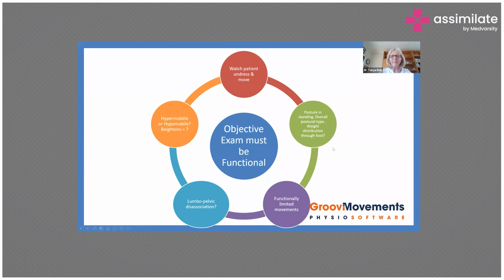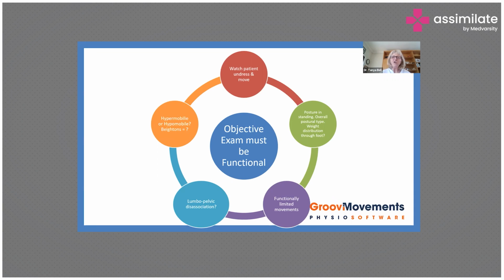So your objective exam must be functional. So you want to make sure that, for example, if somebody says that they have anterior knee pain, it's no point just assessing the patient sitting on the bed and you look at the quadriceps contraction, because no one gets injured sitting on the bed. So you need to look at the type of movements and the function that would be relevant to why that athlete is getting pain on the anterior knee. So you might look at the quads as a specific test, but you're actually going to watch how they move and how they load that knee. That is far more relevant.